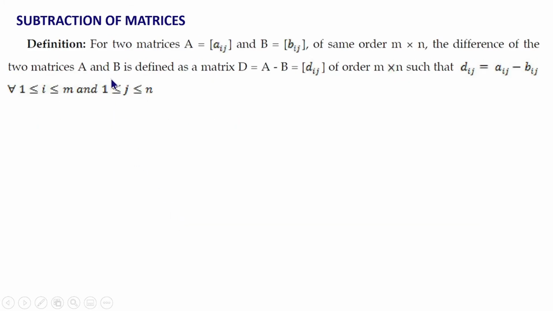Now moving on to subtraction of matrices. For two matrices A equal to Aij and B equal to Bij of the same order m by n, the difference of the two matrices A and B is defined as a matrix D given by A minus B. This is equal to Dij, and again it is of the same order m by n, such that each element in this matrix D is obtained by subtracting each element of B from the corresponding element of A.